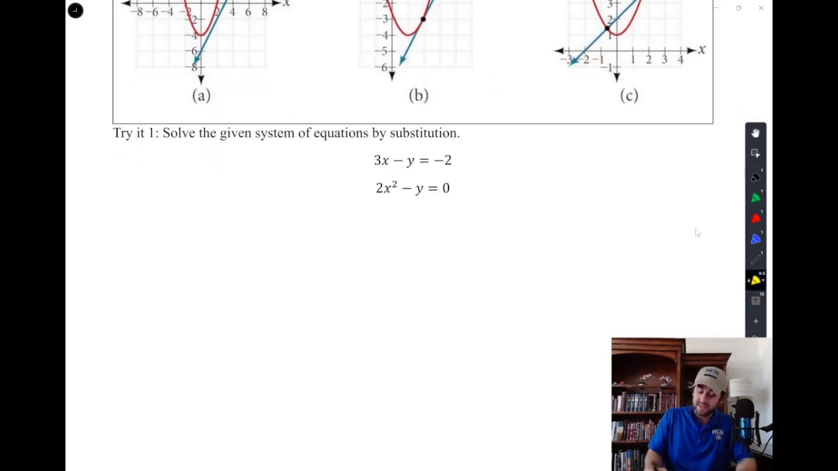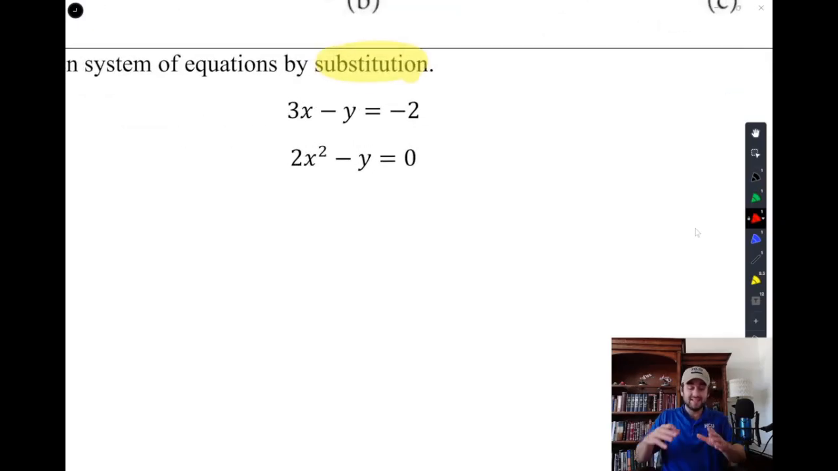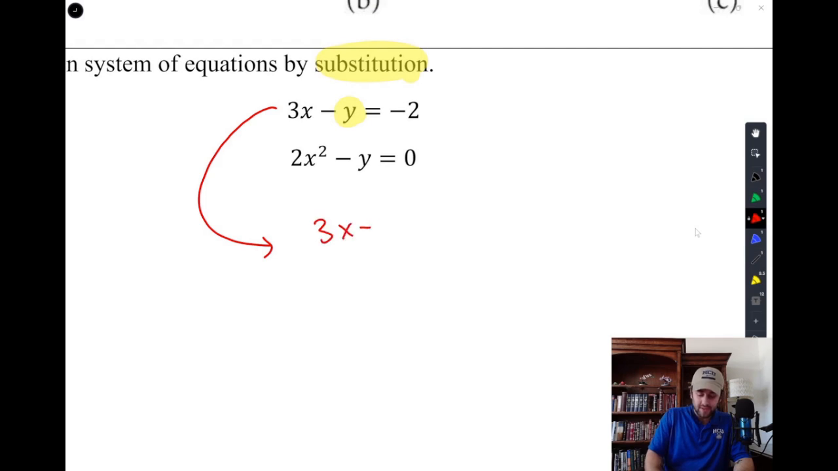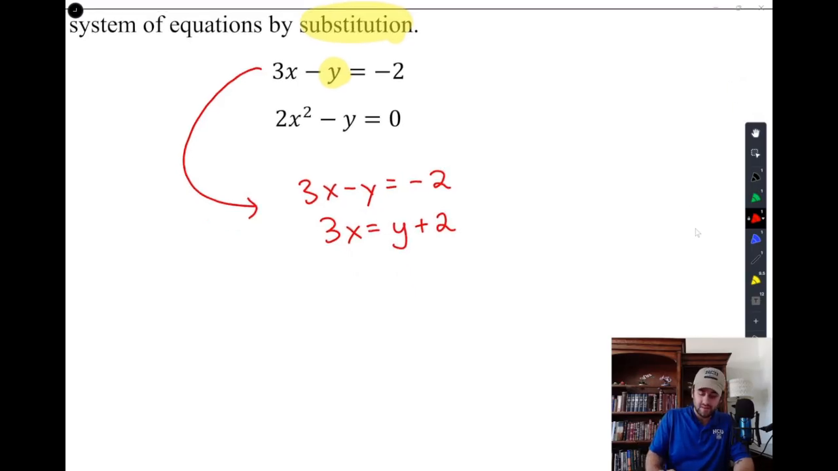This one gives us the idea that we're allowed to use substitution, and so what I'm going to do is pick the easiest variable to isolate, which I think is going to be this y right here. So I'm going to take this first equation and write 3x minus y equals negative 2. And I'm just going to try to get that y by itself. So 3x equals y plus 2. I added the y to both sides. And so y is equal to 3x minus 2.